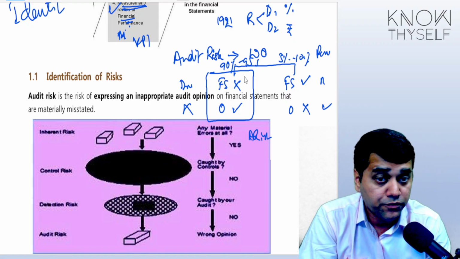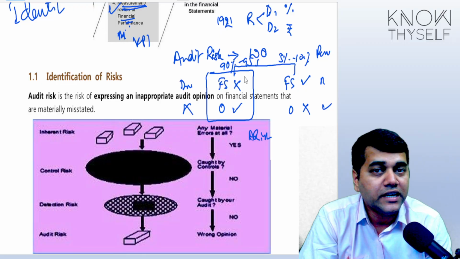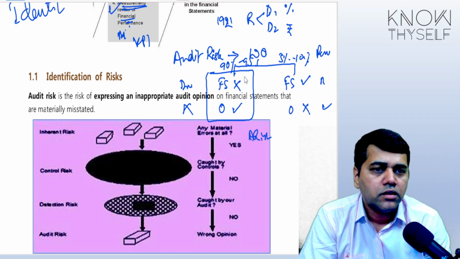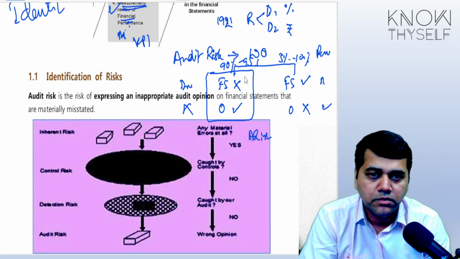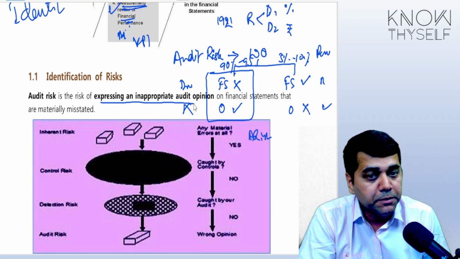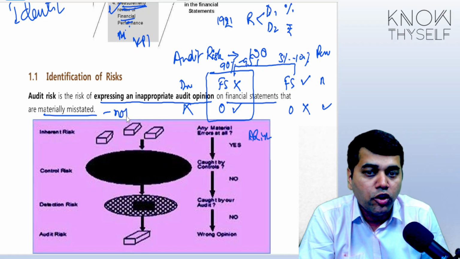I hope, students, you are very clear. Whatever anybody asks you, you have to have that clarity to answer them. What is an audit risk? It is a wrong opinion. Wrong opinion can have two types. But which wrong opinion are you telling? It is expressing an inappropriate opinion or a wrong opinion when the financial statements are materially misstated and you said they are not materially misstated.